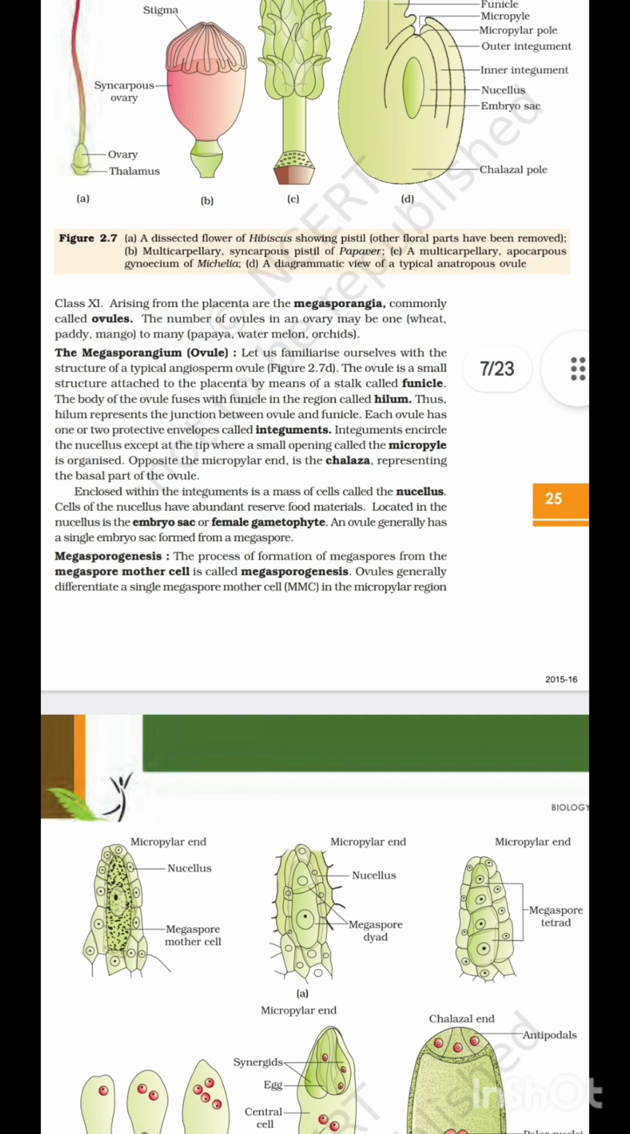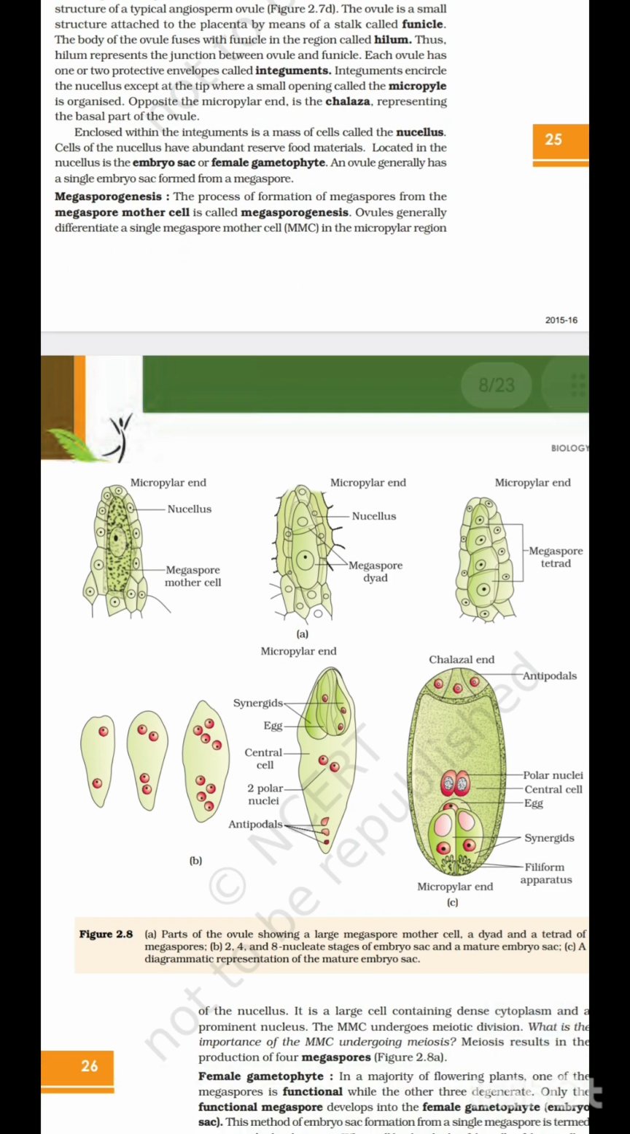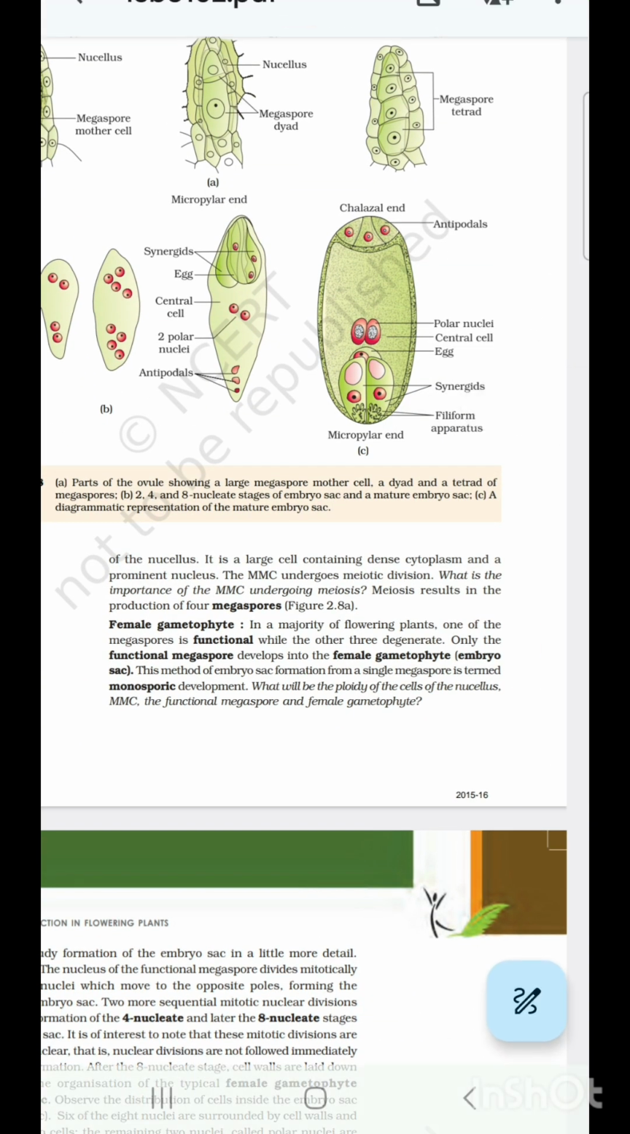Then the process of megasporogenesis. The process of formation of megaspores from the megaspore mother cell is known as megasporogenesis. Ovules generally differentiate a single megaspore mother cell in the micropylar region of the nucellus. It is a large cell containing dense cytoplasm and a prominent nucleus. The megaspore mother cell undergoes meiosis. As the result of meiosis, megaspores are present.